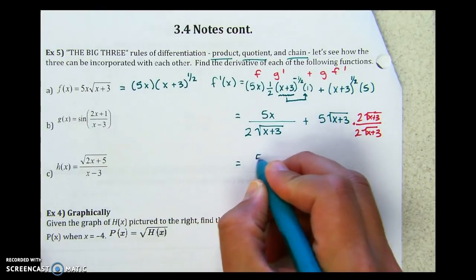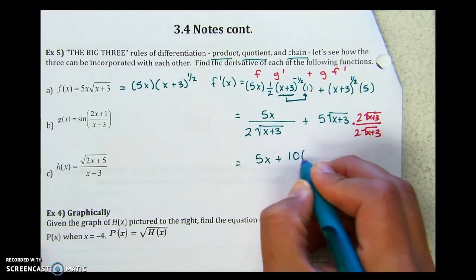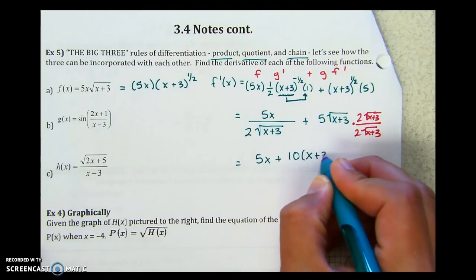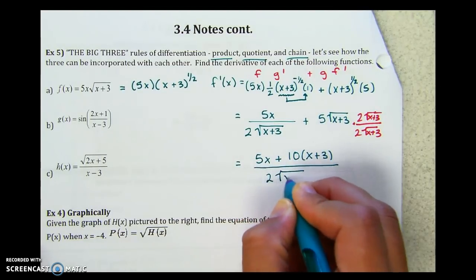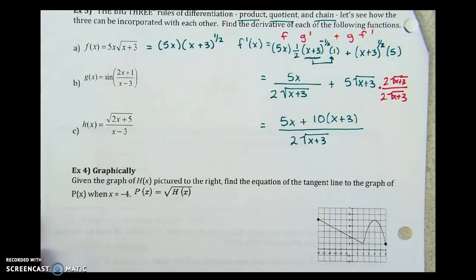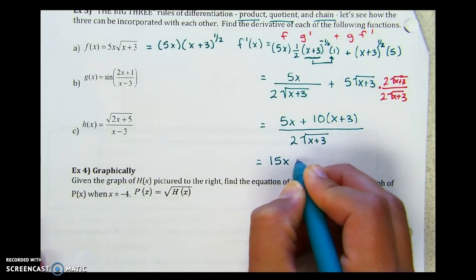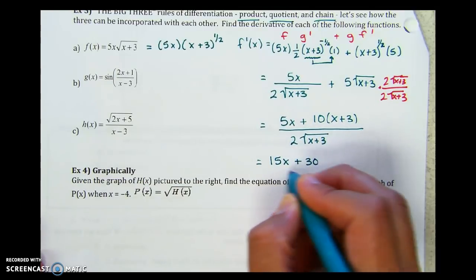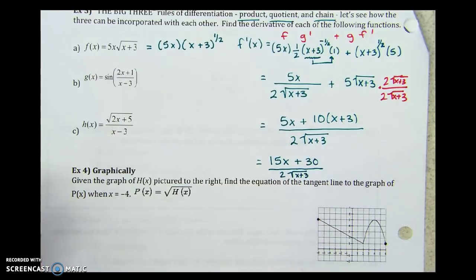So I have 5x plus 5 times 2 is 10. Square root of x plus 3 times the square root of x plus 3 is just x plus 3. So look at that. We got a common denominator, and then in our numerator, do you see we can distribute and combine like terms? And I'm going to just do that in one step. So 5x plus 10x would be 15x plus 30 all over 2 square root that.